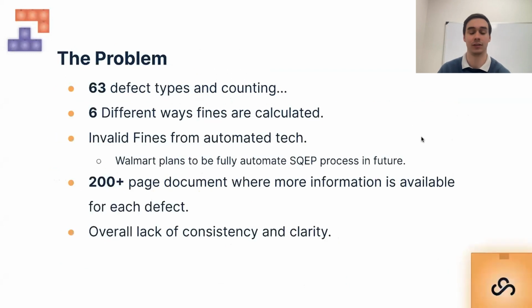Yes, of course. So I think first we can dive into what the problem is and why we're trying to tackle SQEP issues here. As most of you probably know, it's a new compliance program that Walmart has rolled out, but there hasn't been a lot of clarity and understanding of what it all meant, how to actually approach it, and there's a lot of confusion with dealing with it. What we know so far is there are 63 different defect types when you get down to the sub defect level that they're grading you on now. And also a ton of different ways that the fines for these defects are calculated, and it can be a lot to keep up with.